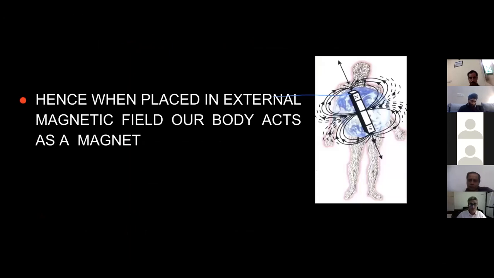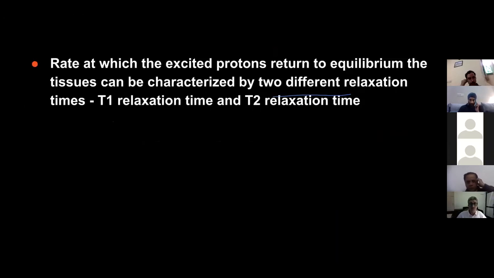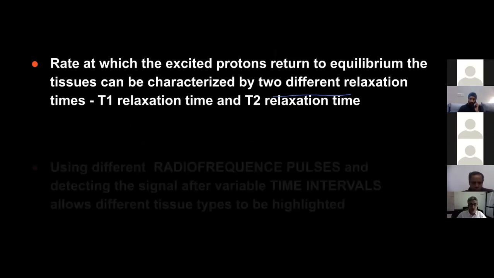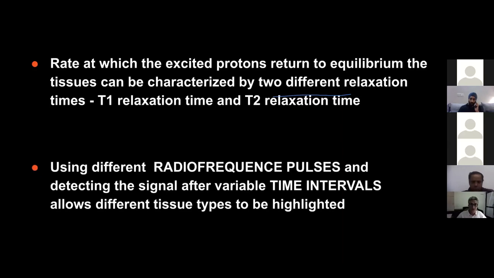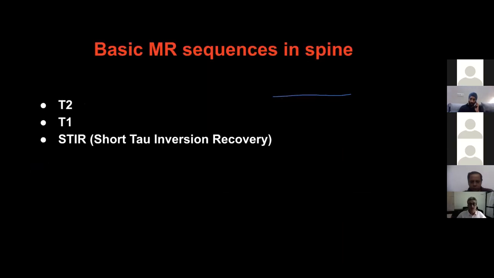So when placed in an external magnetic field, our body acts as a magnet. Now the rate at which the excited protons return to equilibrium, the tissue can be characterized by two different relaxation times, that is T1 and T2. Using different radio frequency pulses and detecting the signal after variable time intervals allows different tissue types to be highlighted. This is just the basic MRI principle. So basic MR sequences in spine are T2, T1, and STIR, that is short tau inversion recovery sequence.